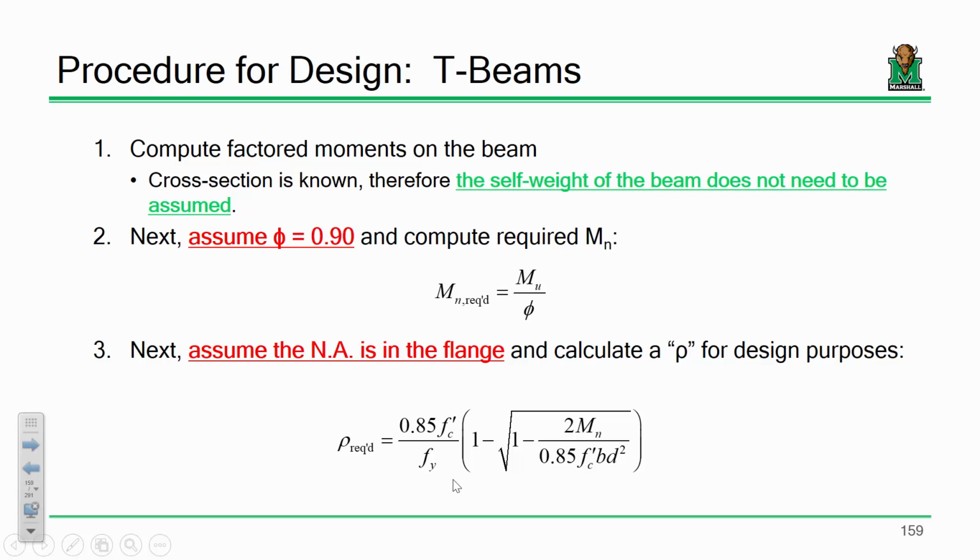So because of that, we don't need to assume a self-weight because we know what the cross-section looks like. Now, step 2, we do have to assume a phi value, so that's something we'd have to go back and check. Third, we're going to make an assumption that the neutral axis is in the flange. So what I mean on step 3 is we are assuming a rectangular T-beam. That's what this means right here. So we're assuming that the beam is rectangular. If the beam is rectangular, that's your required reinforcement ratio.